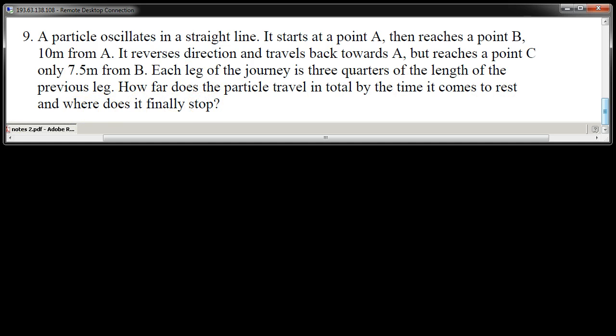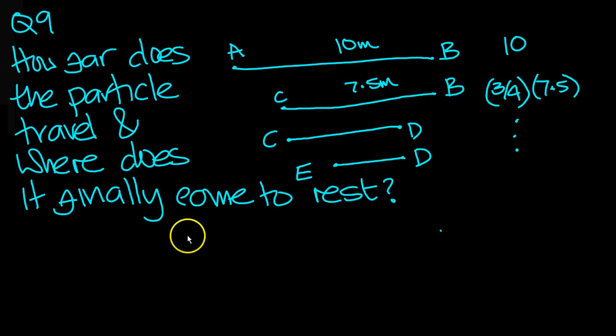So let's put the question down in summary form then and draw a little diagram for it. It travels 10 meters to B, then it swings back and travels 7.5, 3/4 of that distance back to C, and then another 3/4 of that distance to D, and then another 3/4 of that distance to E. So it's oscillating, and it's going to come to a rest, in a sense, around this area here on the diagram. Let's have a look at what the question wants.